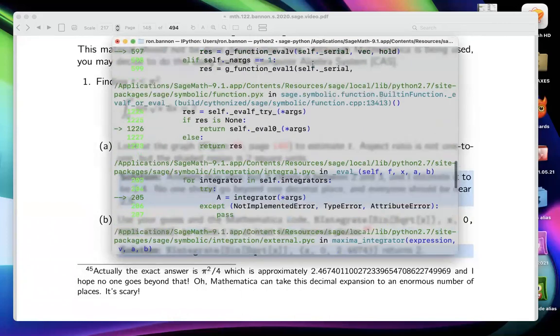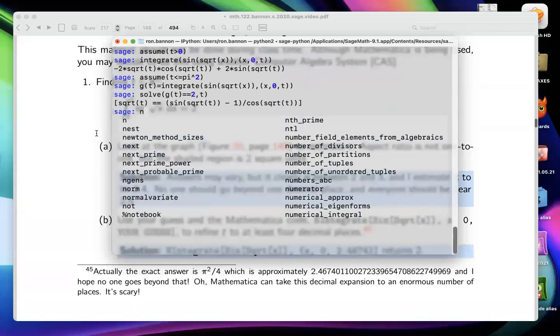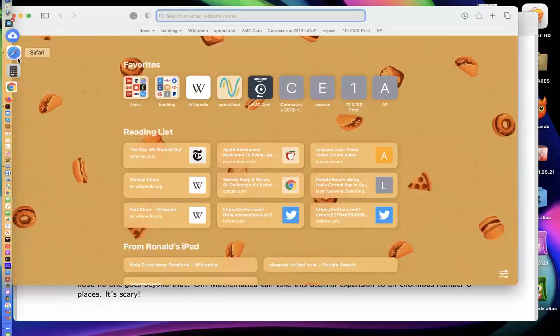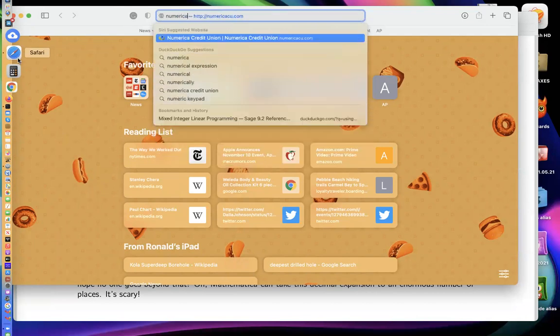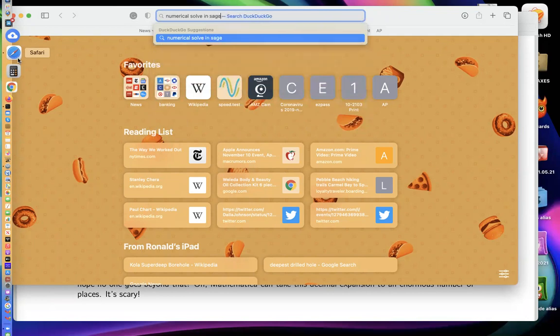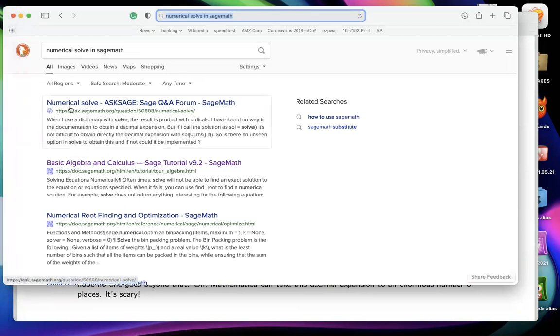Whoops, sorry about that. I didn't mean to do that. I just jumped with my mouse there. I'm going to go back to the web, and I'm going to type in numerical. You're going to do this a lot in a computer algebra system: numerical solve in Sage Math. And it says new. Oh, look at that first setup here. All right, I'll click on it.